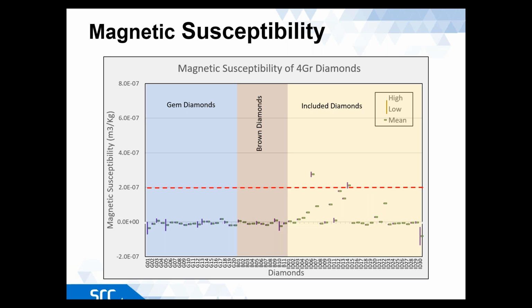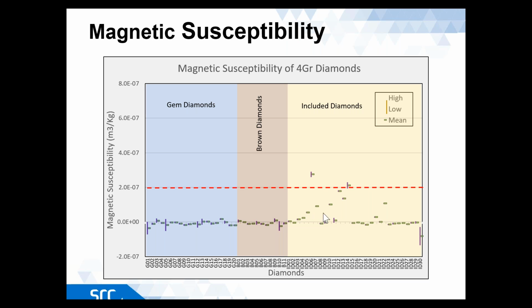And once you've got your measurements from your Kappa Bridge, it'll plot something like this. On the left, we've got your gem diamonds, and you can see they exhibit very weak magnetic susceptibility. It's the same with some of the brown diamonds, and these are all about 4 grainer size, so fairly good size, something that you would obviously want to be recovering.